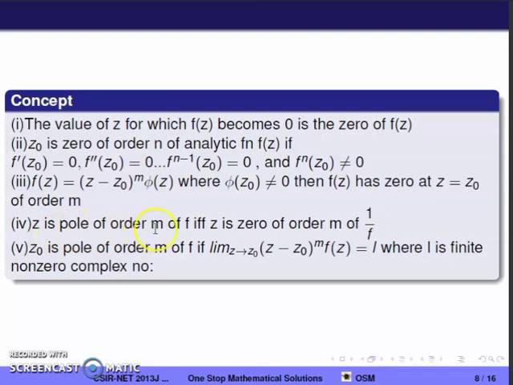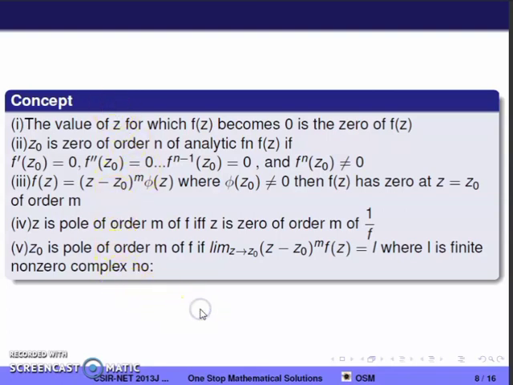And z0 is pole of order m of f if and only if z0 is 0 of order m of 1 by f. And z0 is pole of order m of f if limit z tends to z0, z minus z0 whole power m f of z equal to L, where L should be a finite non-zero complex number. You can solve this in two ways. First way, you can directly find the order of zeros. Else you can find first of all the pole of 1 by f, then correspondingly it will be the 0 of f. So that's why I have given this concept.